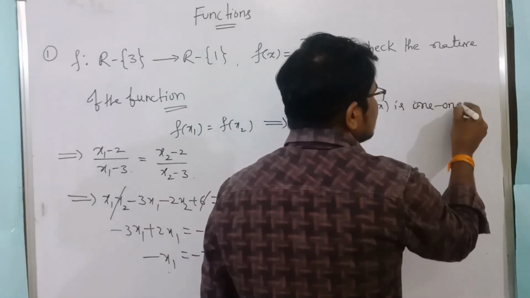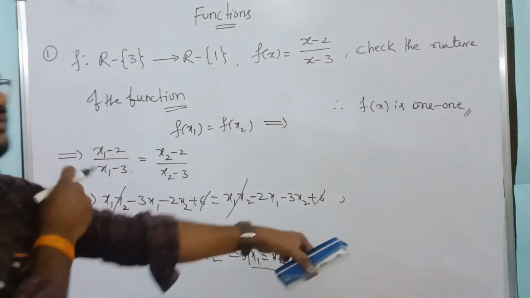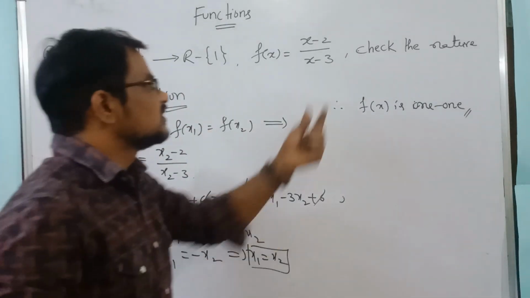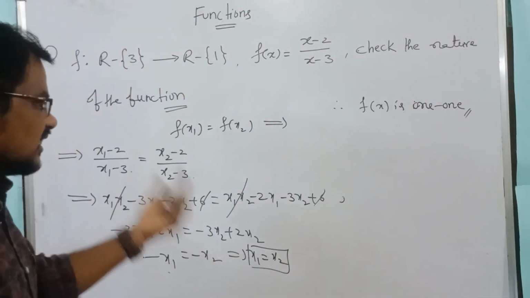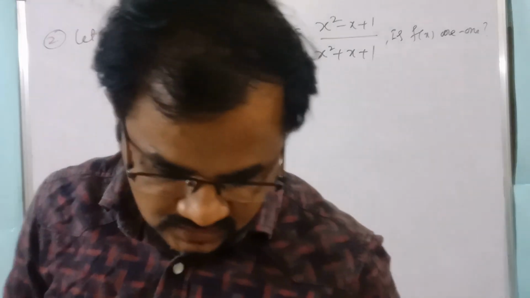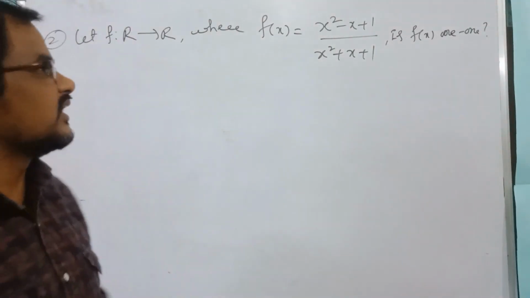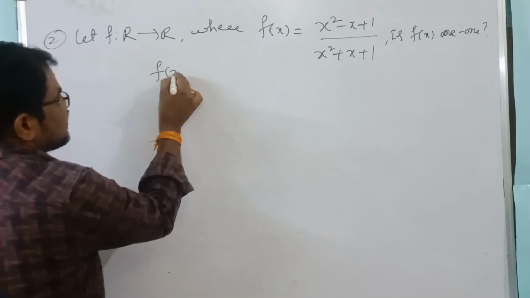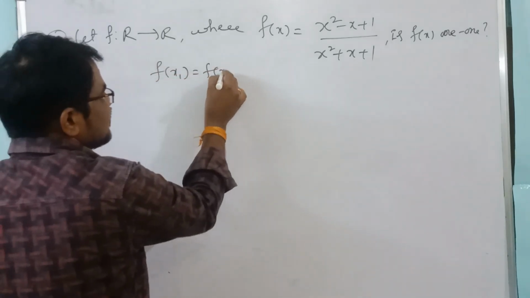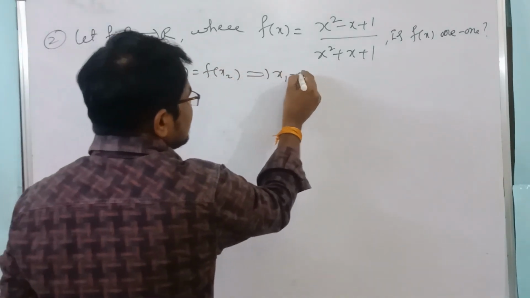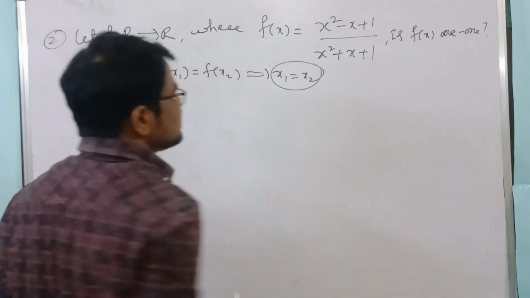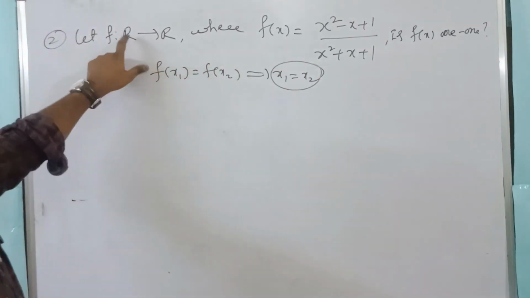One-one function. Like this we have to verify the given function, to check the nature of the function, one-one or many-to-one function. So for this also what do we have to take? First we have to take f of x1 equal to f of x2. Then if you get x1 equal to x2, then the function is one-one, where x1, x2 belong to the domain of the function.